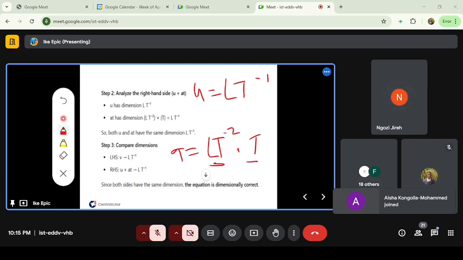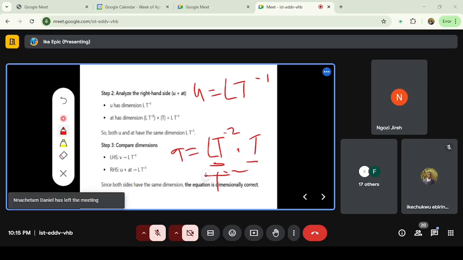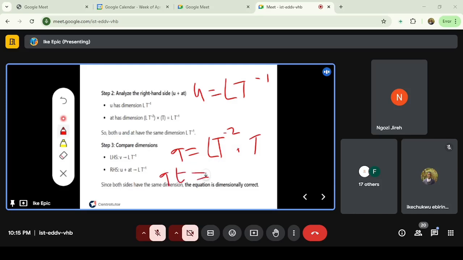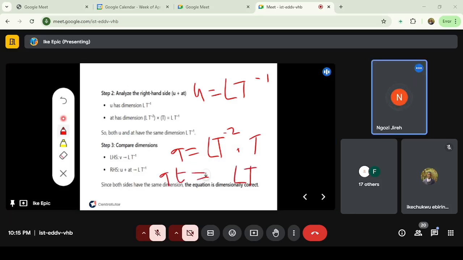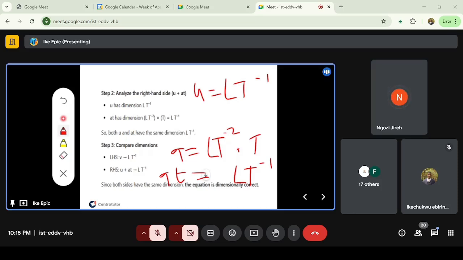And from indices, we know that T raised power minus 2 times T is going to reduce the number of T on the bigger side, that is on the minus side. This is the same as saying T raised power minus 2 plus 1. That will be giving us LT raised power minus 1. So from here we can see that our at is equal to LT raised power minus 1. Our u is equal to LT raised power minus 1.